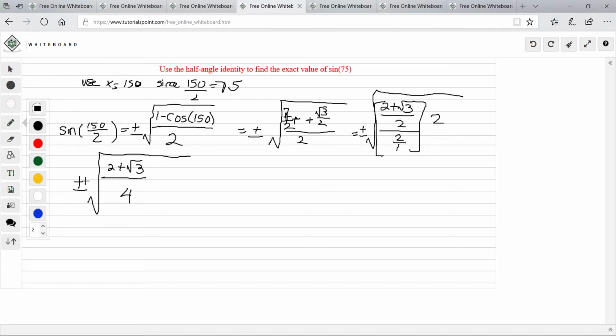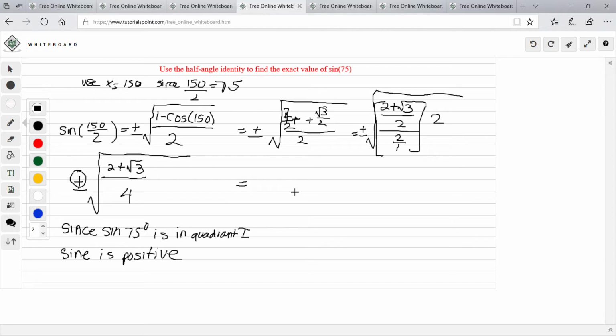Let's see, now we have to figure out, are we going to use positive or negative? Since sine of 75 degrees is in quadrant 1, the sine is positive. So positive.